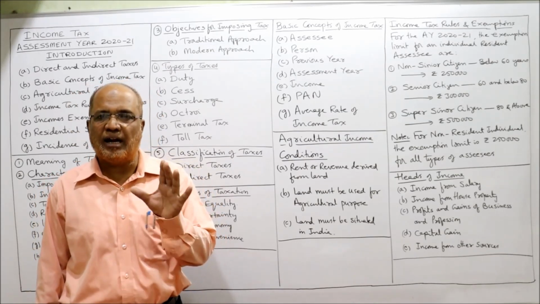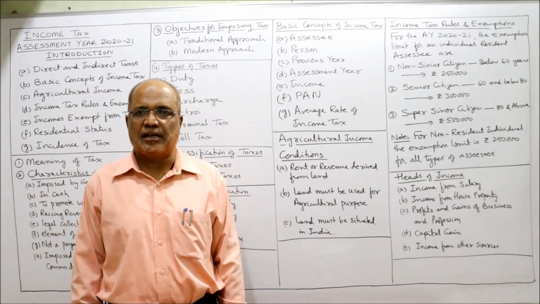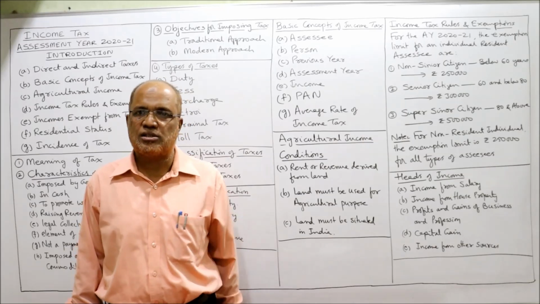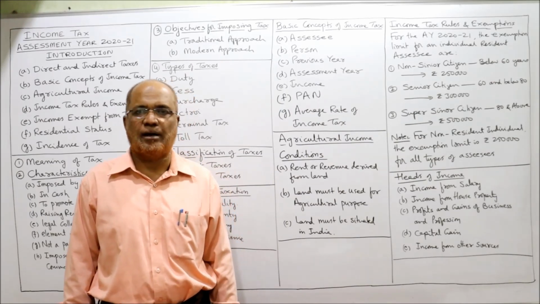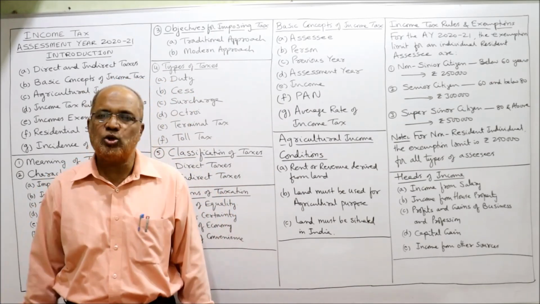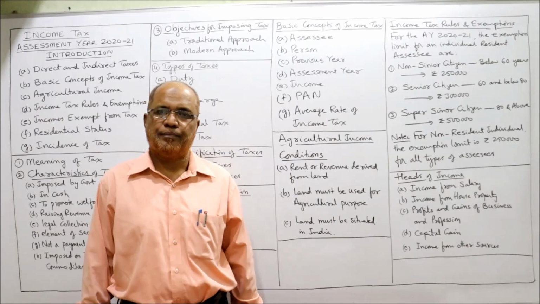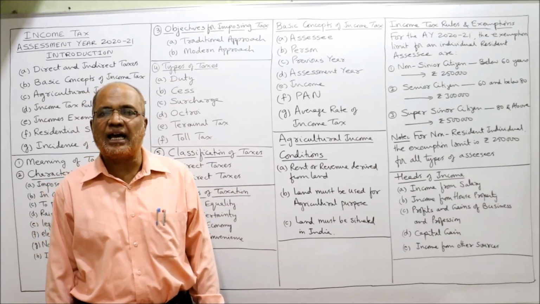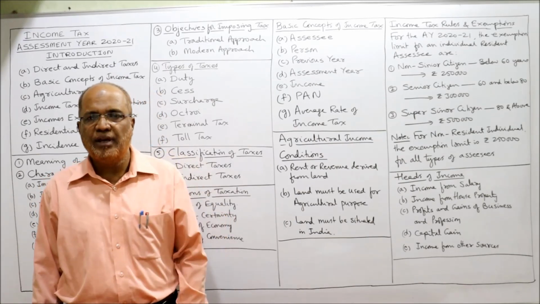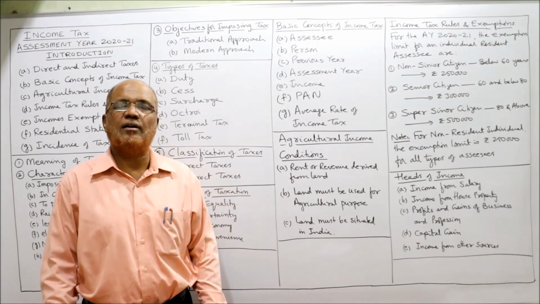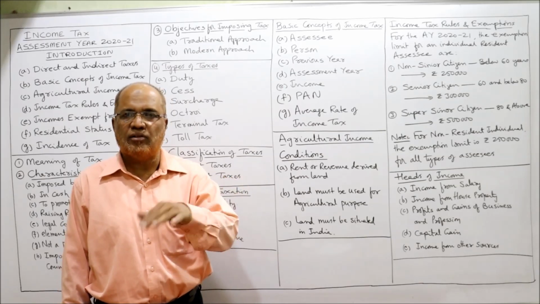But agricultural income is exempted under section 10(1). So first of all, which income is called agricultural income? The Income Tax Act has given 3 conditions. If the 3 conditions are satisfied, then that income will be called agricultural income. First, rent or revenue should be derived from land. Second, the land must be used for agricultural purpose. And third, the land must be situated in India. If these 3 conditions are satisfied, then income will be called agricultural income. If any one of the conditions is not satisfied, that is not agricultural income and it will be taxable.